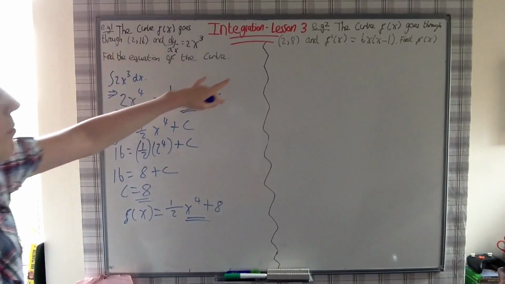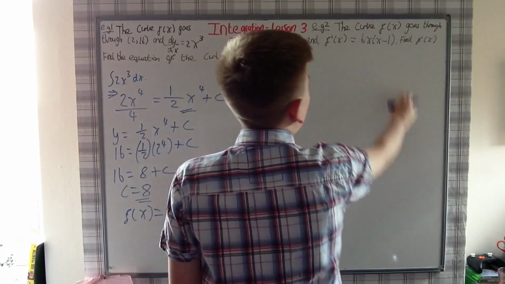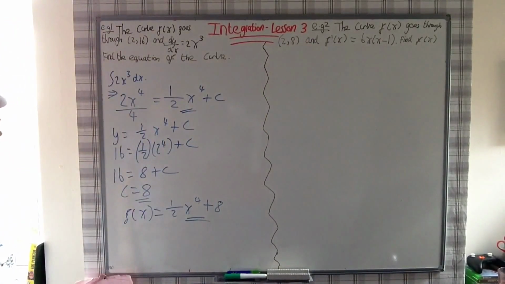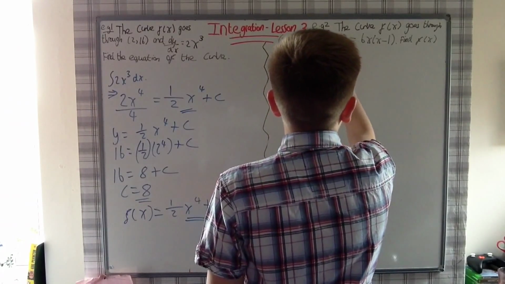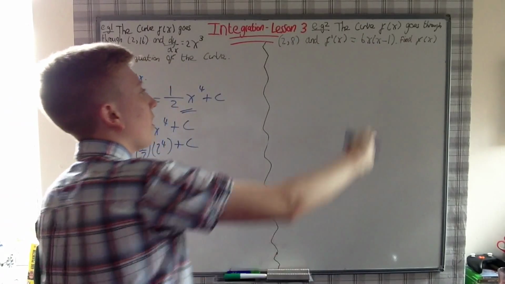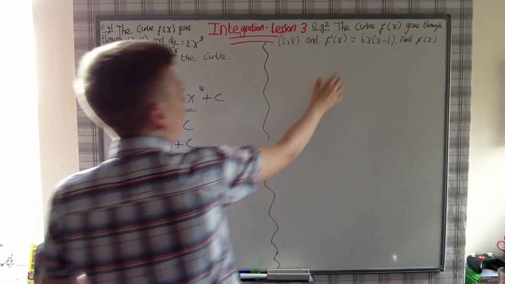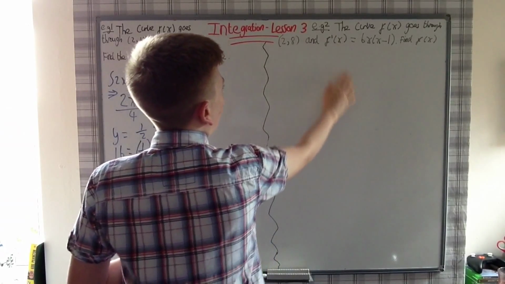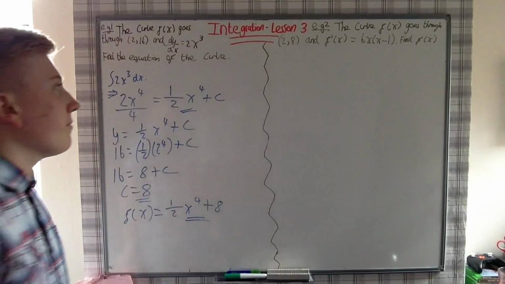If you like, you can pause the video and have a go at this question yourself, but I'm going to quickly go through this now. So the question says, the curve f of x goes through (2, 8), and f dash of x equals 6x multiplied by x minus 1. Find f of x. So here we're given f dash of x. All this means is dy divided by dx. It just means it's the first derivative of an original function.